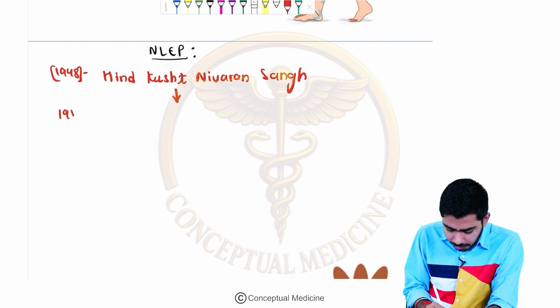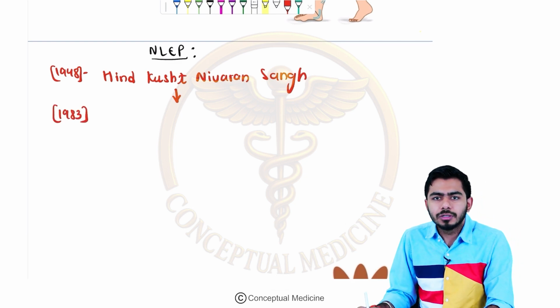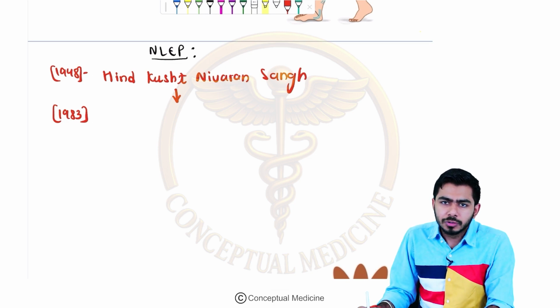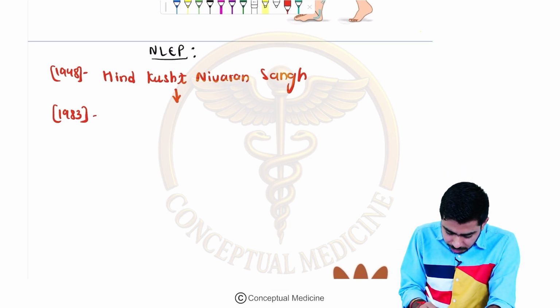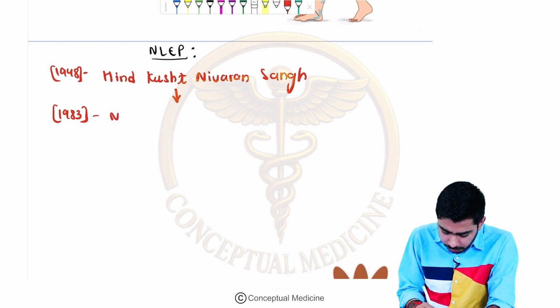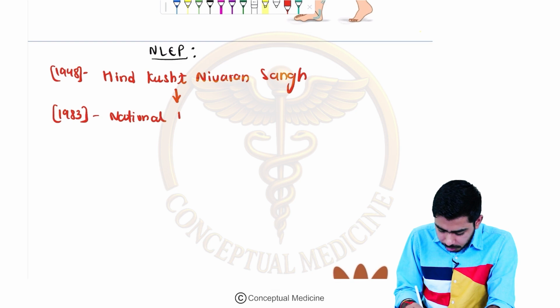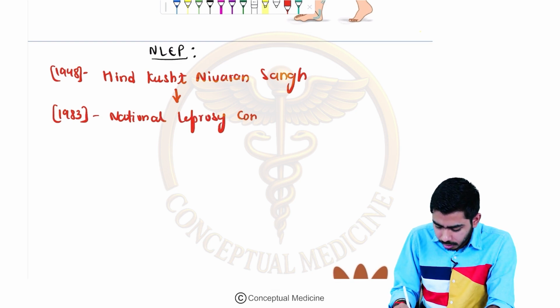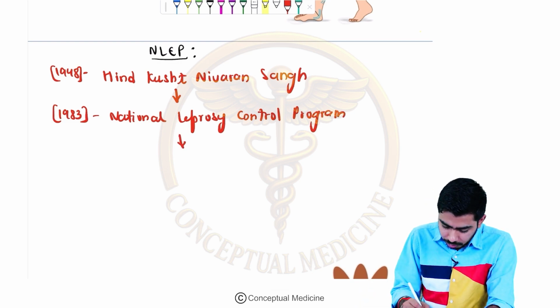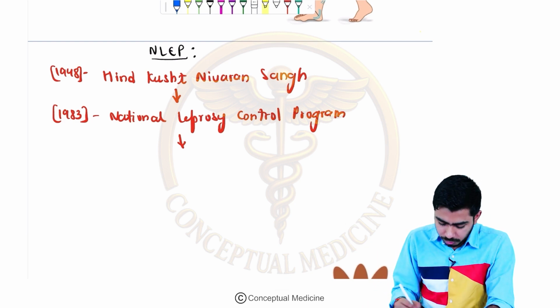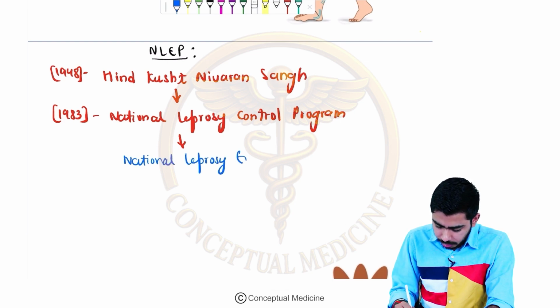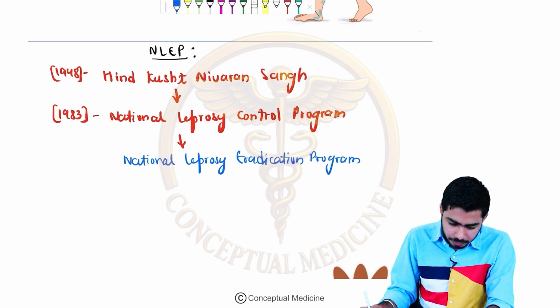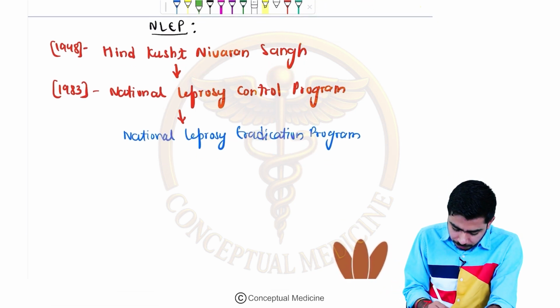Then in the year 1983, yes, that was the year when India won their first World Cup in cricket. So 1983 was the time when the National Leprosy Control Program came, which was later improvised to the National Leprosy Eradication Program, okay? So that is a bit of history over here.